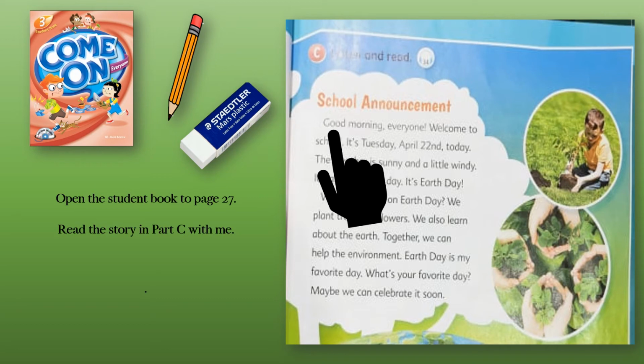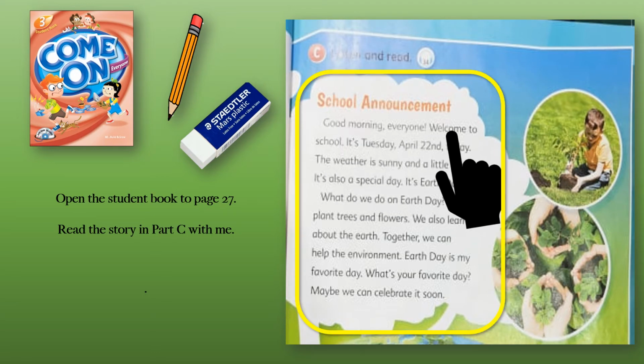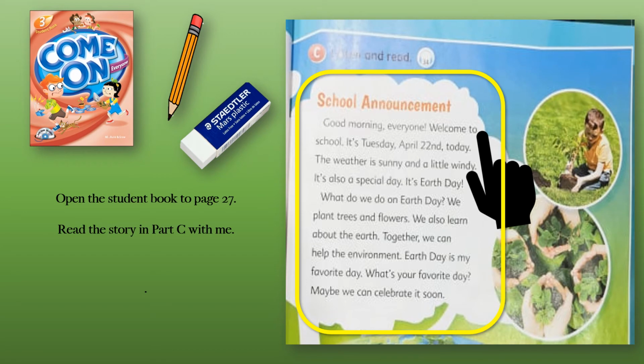I'm going to read the story in part C with me. This is it here. You can see it. So read it. You can put your finger on the book, or you can read it with me here on the computer. I think it's easier if you listen to me and put your finger on the book. Think about the key words in the story. Now you will know these when you see the questions.